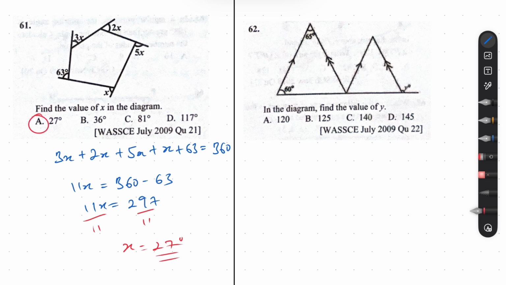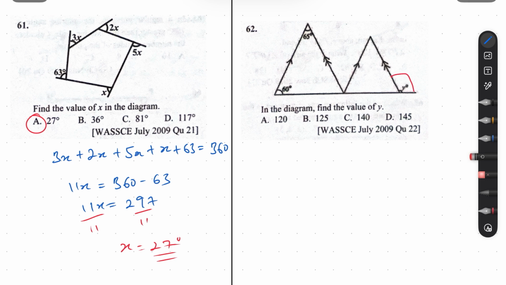Question number 62 says, in the diagram, find the value of y. So we need to find this angle. This is the angle we are looking for. But in the question, we've been given that this line is parallel to this line, because of these signs given over here. Also this line is parallel to this one. So we are going to have corresponding angles. This angle here is the same as this angle here. This angle is the same as this angle. So this is also y.